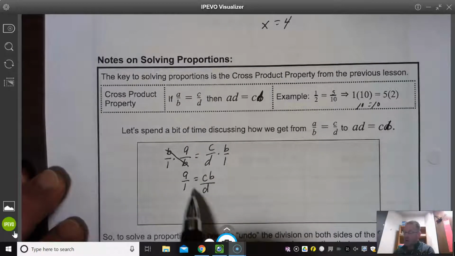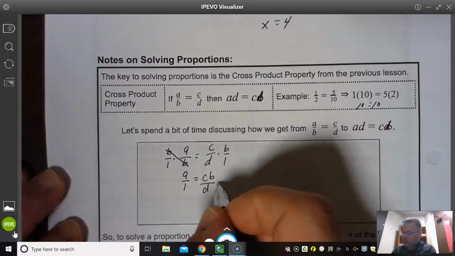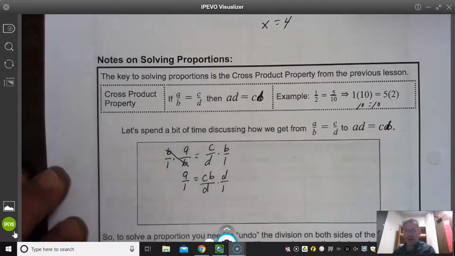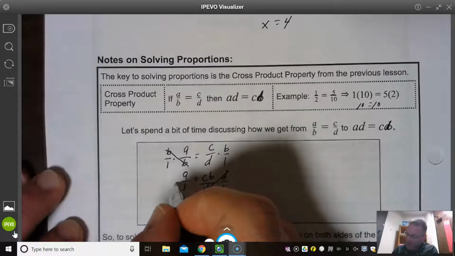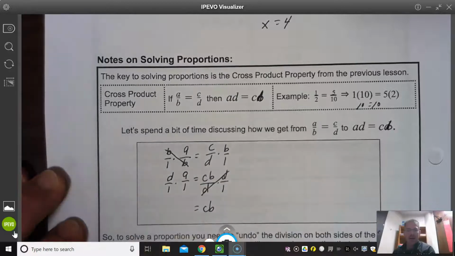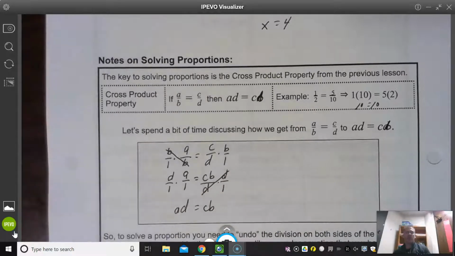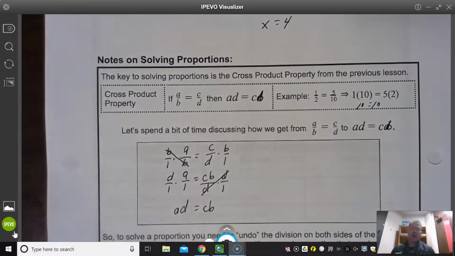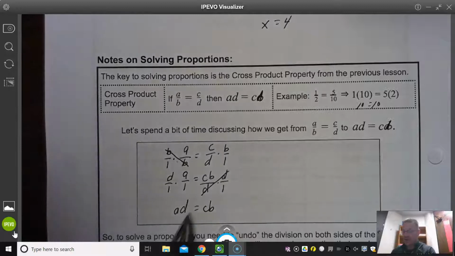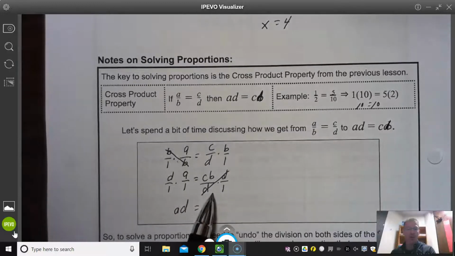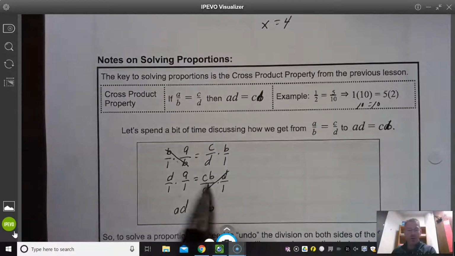So notice now what I want to do is come over and undo the division on the right side. And the way I undo dividing by d is to multiply by d. All right, and once again, that undoes that, and that leaves me the c times b. And then when I come over here to the left to also multiply by d to balance out our equation, I get a times d. And so really, the cross product property is just a quick way of undoing that division on both sides. It allows us to jump to this step versus having to go through individually and do both of those multiplications. All right, and so it's really developing that property for us through things we already know to be true.